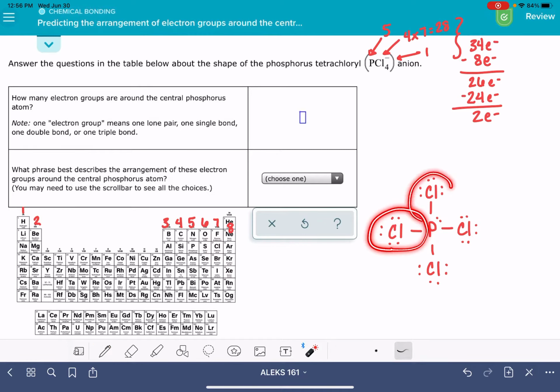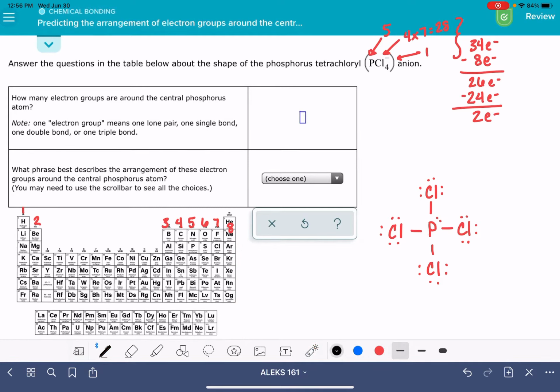Now we want to double check and make sure that this is a valid resonance structure. All of our chlorine atoms have 8 electrons, so they all have an octet. Our phosphorus atom has 10 electrons, which is a little extra, but phosphorus is in the 3rd row on the periodic table, and anything 3rd row and down is capable of having a lot of extra electrons around it.